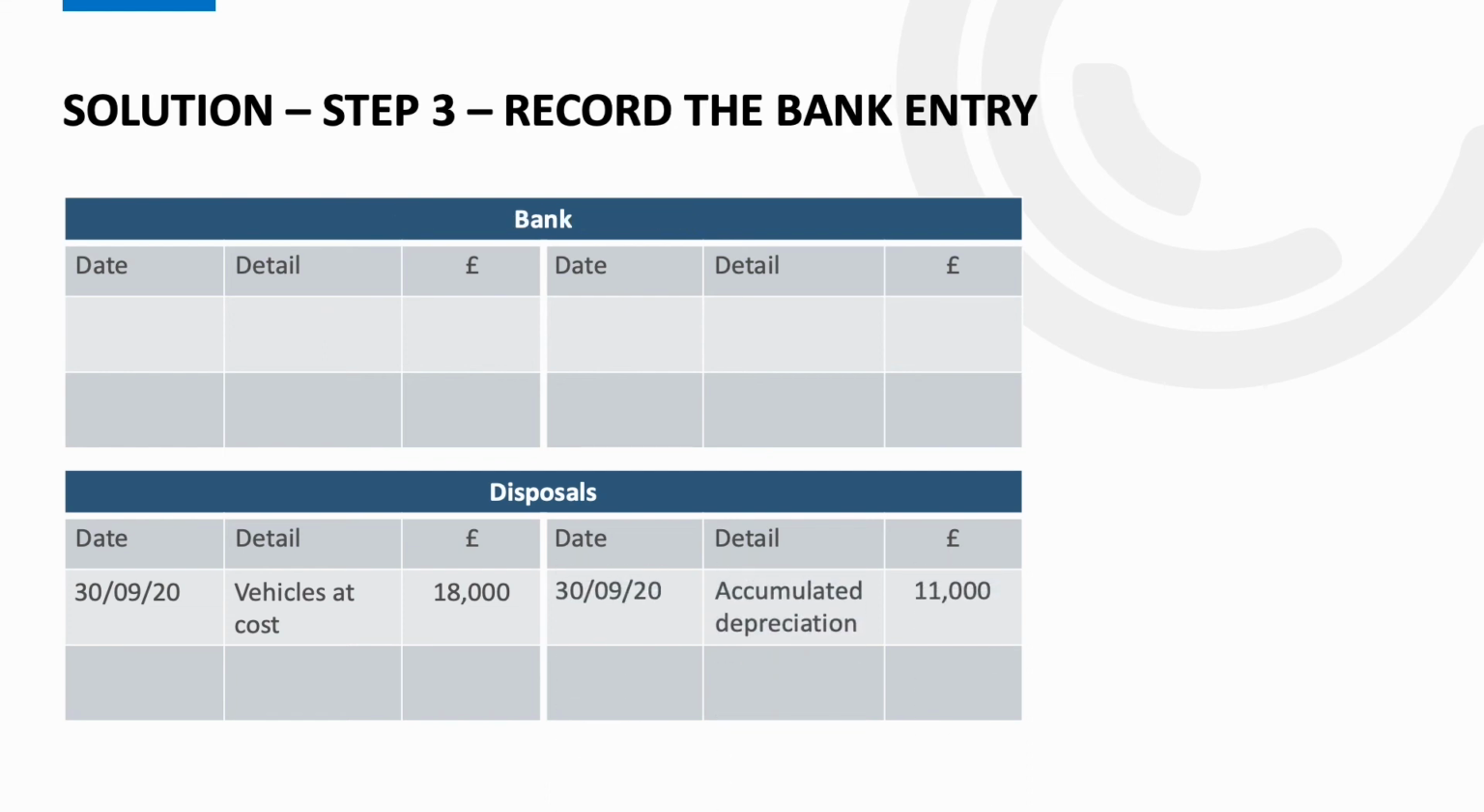Step 3, record the disposal proceeds. So this is how much we actually receive for the asset. In this case, this was £9,000. And to record this, we debit the bank for £9,000 and credit the disposals for £9,000. The final step, Step 4, is to record the profit or loss on the asset. Remember, this is always the balancing figure in our disposals account.